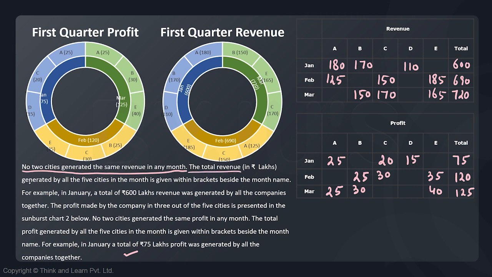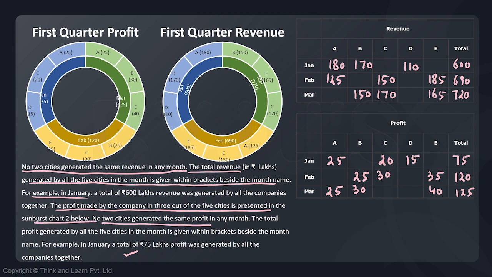The total revenue generated by all the 5 cities is given within the brackets beside the month name. For example, of course, that is understood. The profit made by the company in 3 out of the 5 cities is presented in the Sunburst chart 2. No 2 cities generated the same profit. This is also mentioned clearly. The total profit generated by all 5 cities is given within the brackets. For example, this is also there. Now we just have to find out about the other areas.